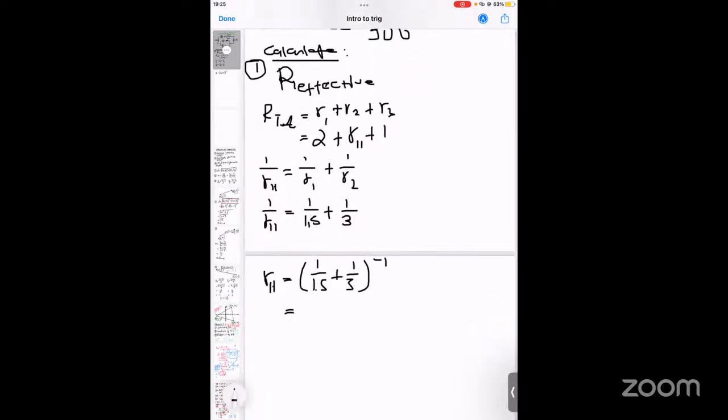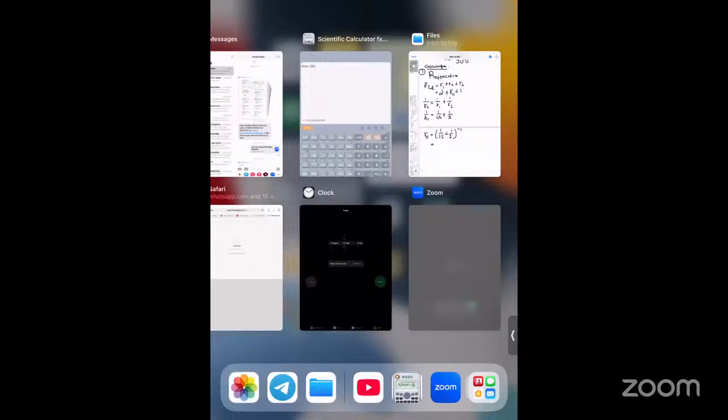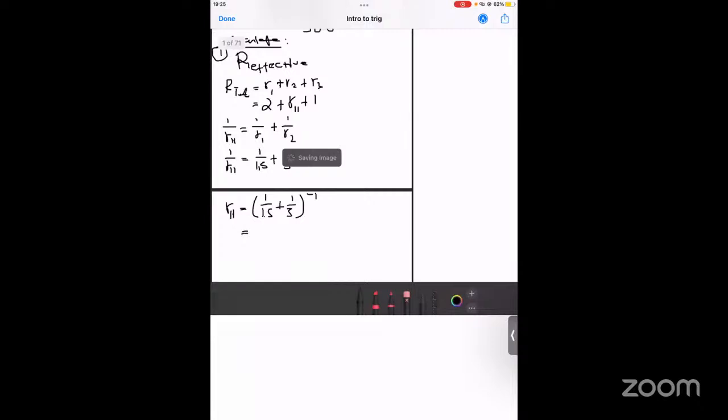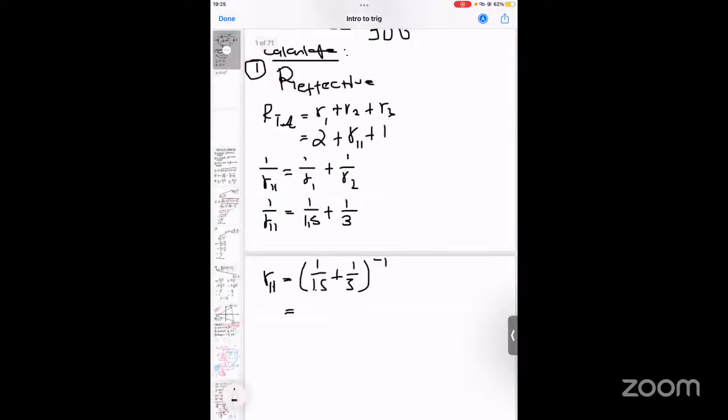Let me quickly check on my calculator. So we have 1.5 and then 3. Then you will say, okay, I'm having 1 over 1.5 plus 1 over 3, and then you close that, you say to the exponent of -1, and then equals, it gives you 1. So that means your R parallel is the same as 1. Just as I'm very much impressed, honorable members. Trust me on that one. You just say 1 ohm.